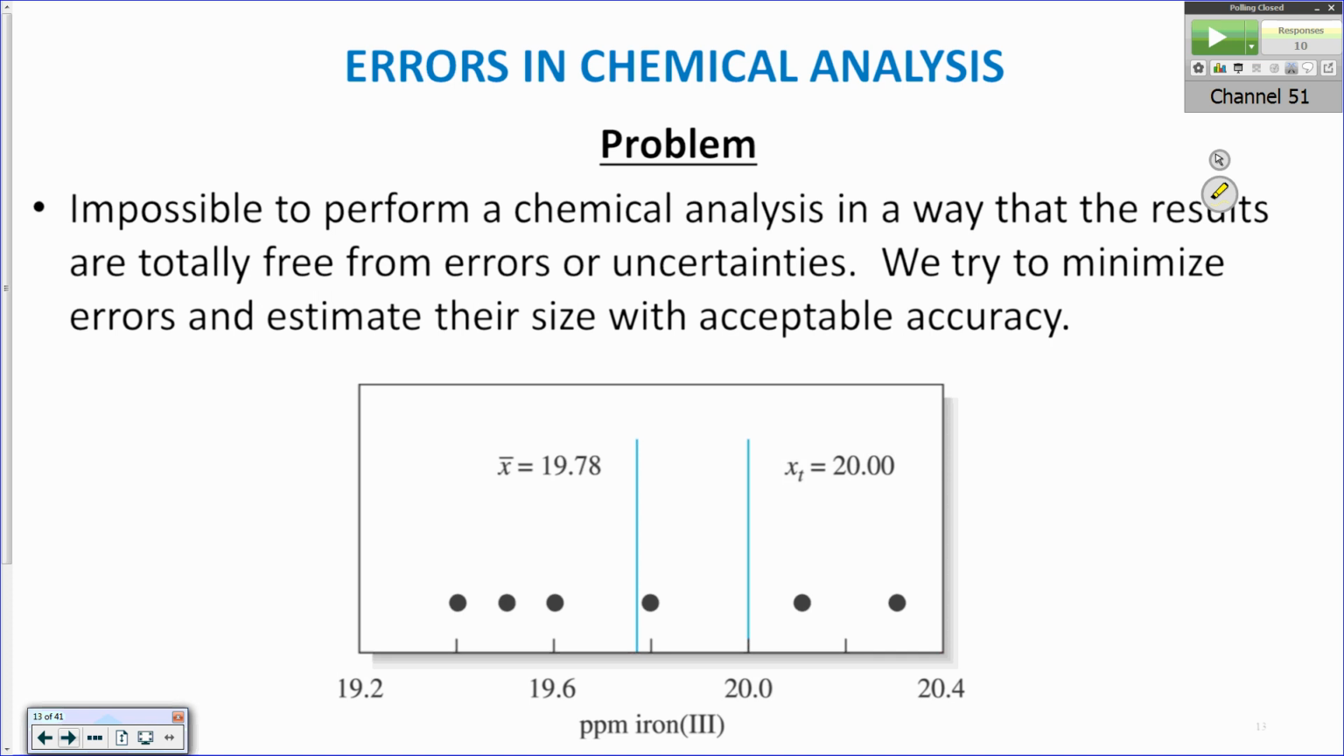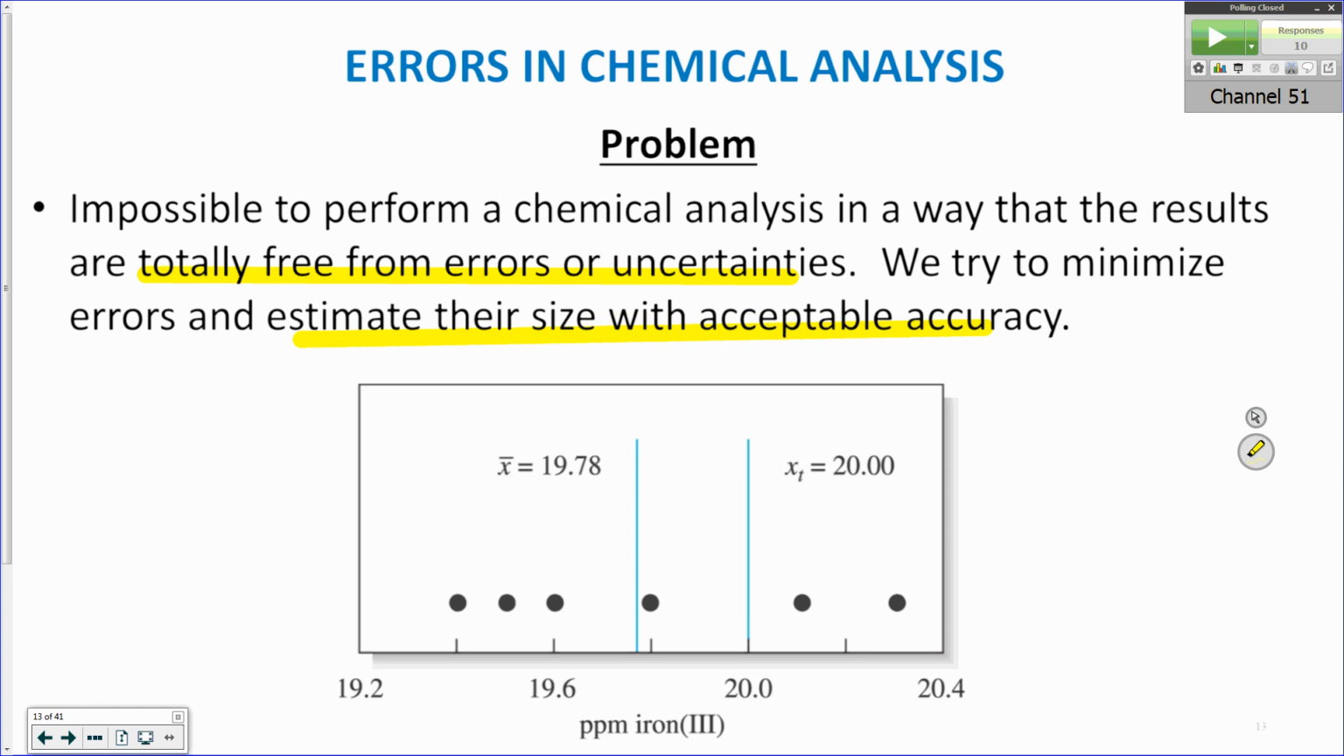Okay, so I talked about this in the notes, so I'm going to very quickly go over this introduction. One of the things we have to realize, same with the data that you collected, is that it's impossible to collect data that's totally free of error and uncertainties. What we have to do is try to minimize that error, and estimate if it's an acceptable accuracy. That's going to be our goal. We're going to have to figure out how to do that over the course of the semester.